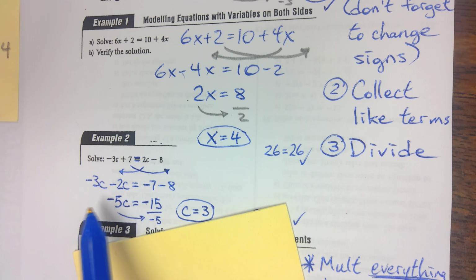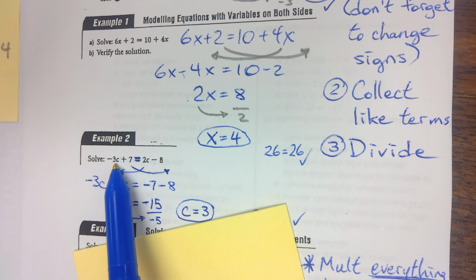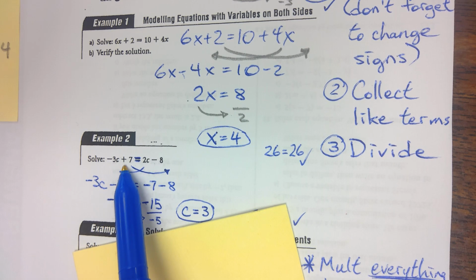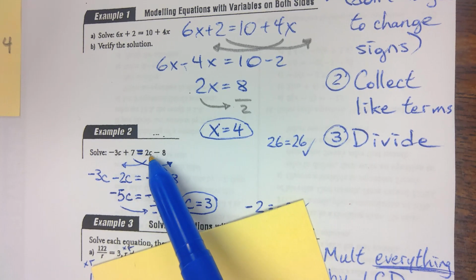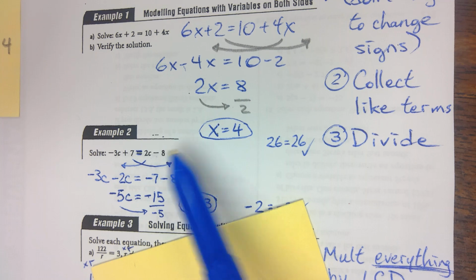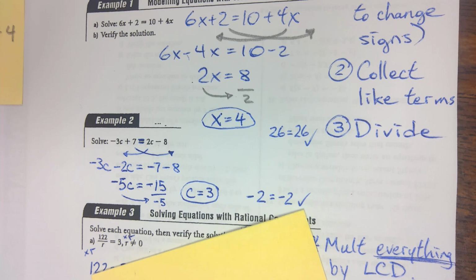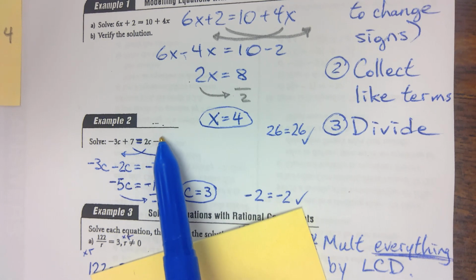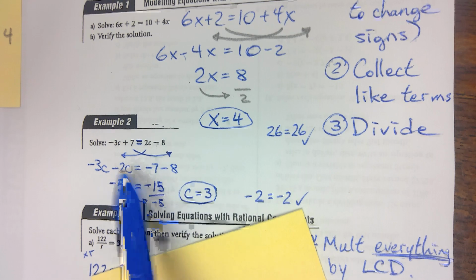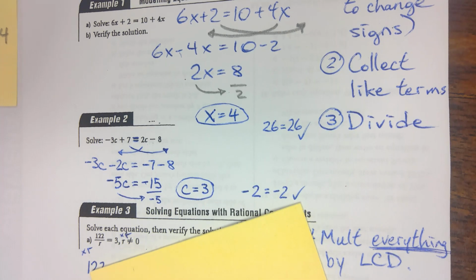So, Joanna, negative 3 times 3? Negative 9 plus 7? Negative 2. Okay, what about on the right side? 2 times 3 minus 8? Negative 2. So left side does equal the right side. I know that c equals 3. Oh, and when you do the substitution, make sure you're substituting it back into the original equation, not the second step or the third step. Right? Original question, that's how you know it's correct.